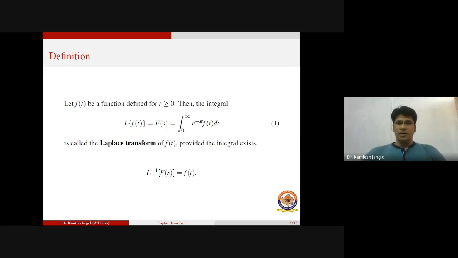Let f(t) be a function defined for t greater than or equal to 0. Then the integral from 0 to infinity of e raised to the power minus st times f(t) dt is called the Laplace transform of the function small f(t), which is represented by capital F, a function of s, where s is the Laplace transform parameter, and e raised to the power minus st is the kernel of the Laplace transform, provided this integral exists. The inverse Laplace transform of this function capital F equals the actual function, which is small f(t).